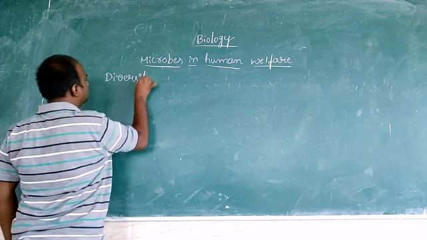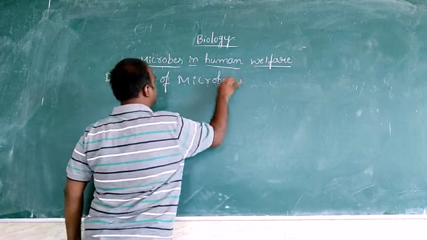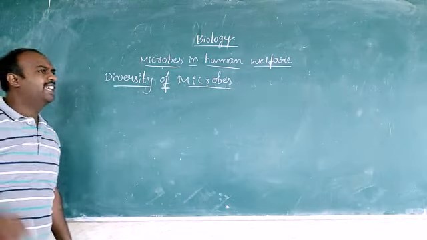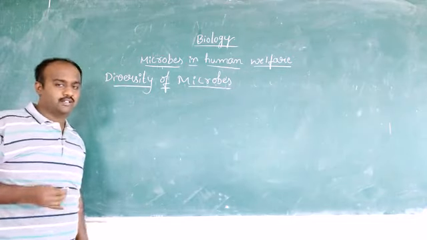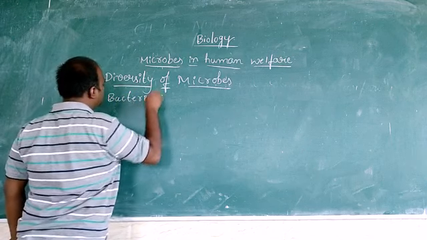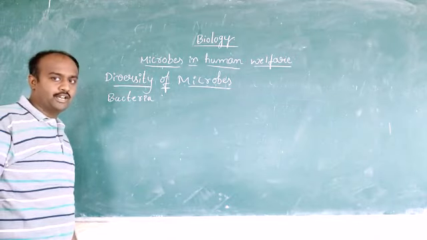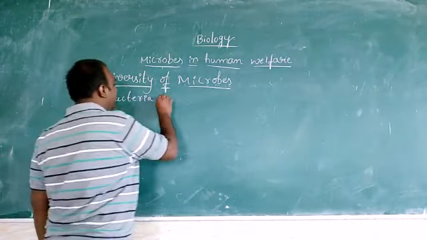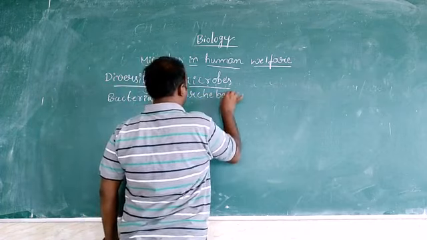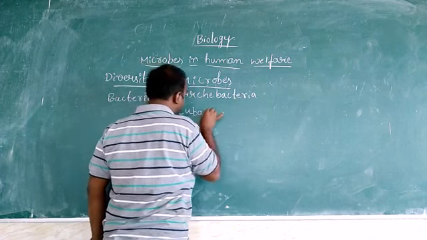Next, we move on with diversity of microbes. There are various diversities seen in microbes. For example, if we take bacteria, they are also microbes. Bacteria belongs to kingdom Monera, the first kingdom, and bacteria are of two types: one is Archaebacteria and another one is Eubacteria.